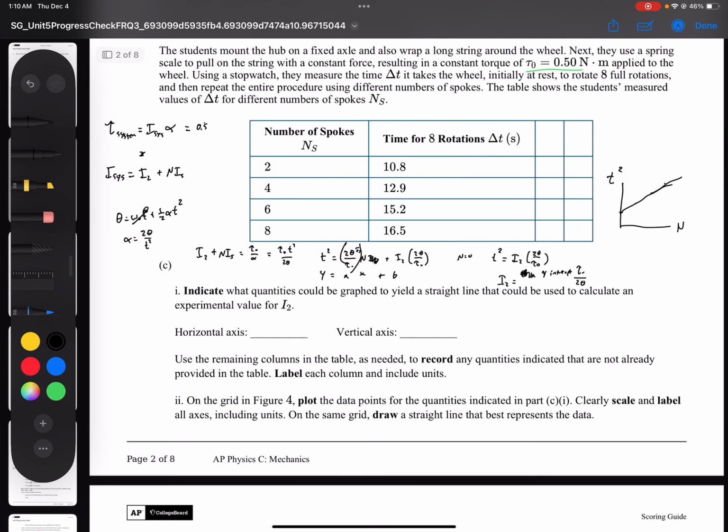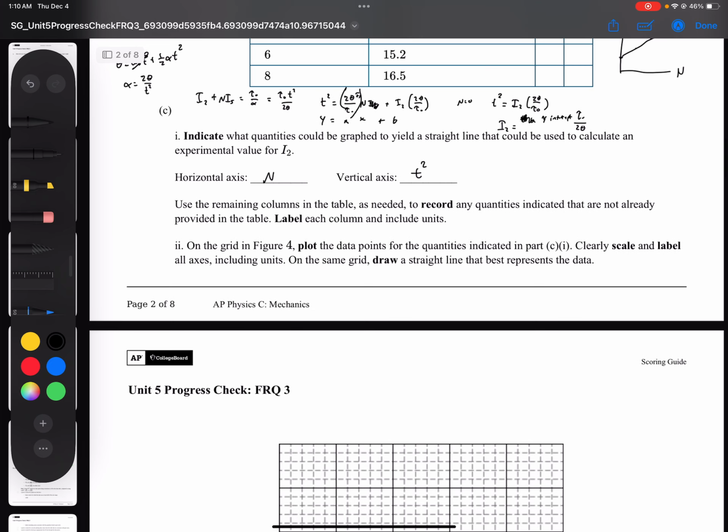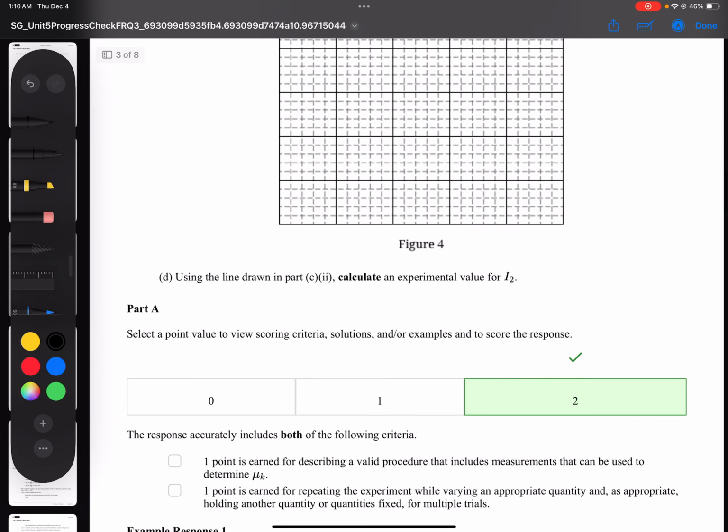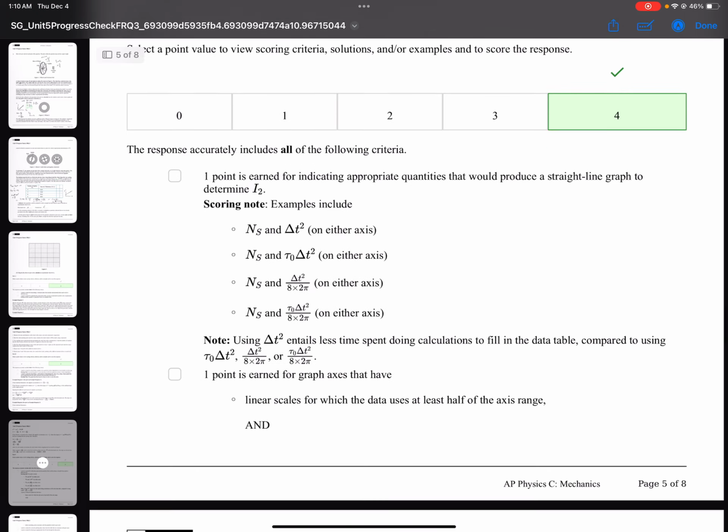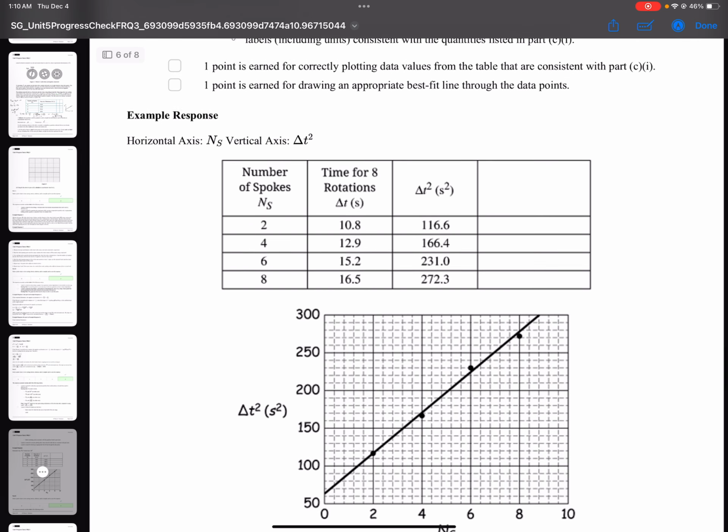All right, so now to answer the questions, I'll do t squared versus, oh, whoops, vertical axis versus horizontal axis. So here the horizontal axis is going to be the number of spokes, and the vertical axis t squared. All right, on the grid below, I'm not doing that. I'll show you the example. Let's see a good example. All right, so it gets tedious, right?